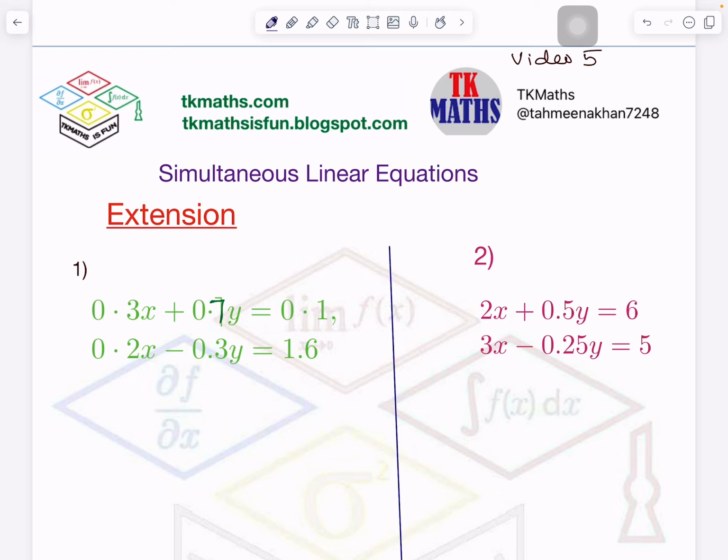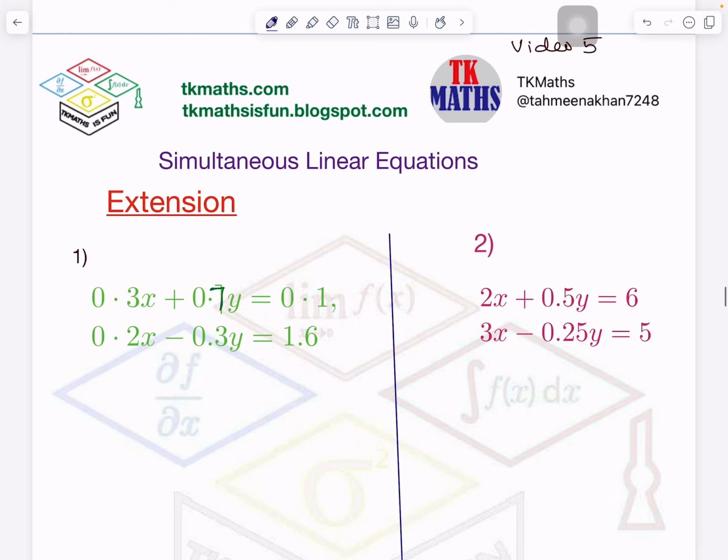And I have written extension here because it is considered as little advanced. If you look at the equations, they are in the decimal form. So how to solve these type of equations? Let me explain number 1 and 2 halfway and then you will attempt it, right?